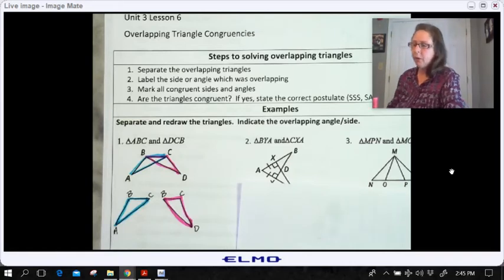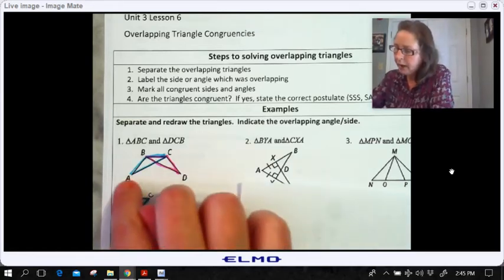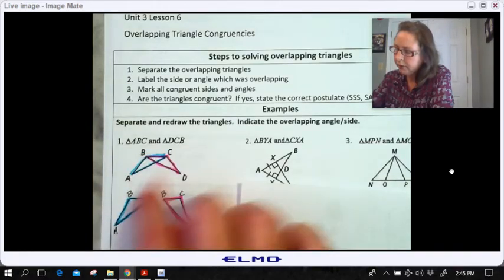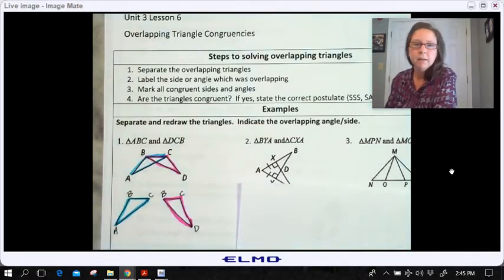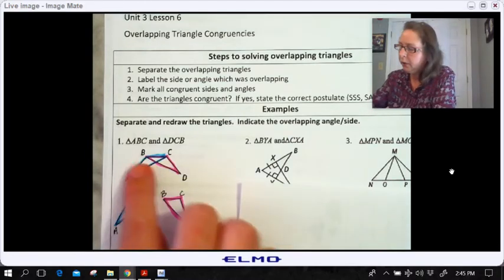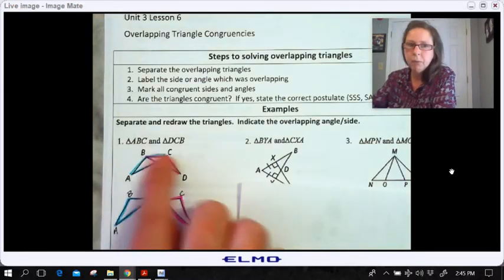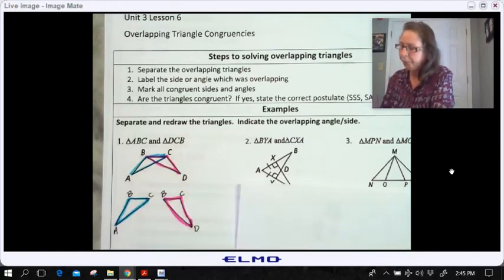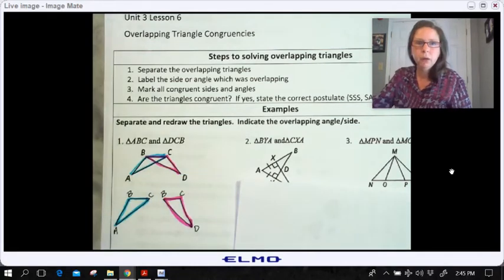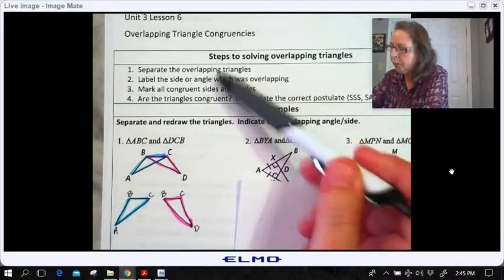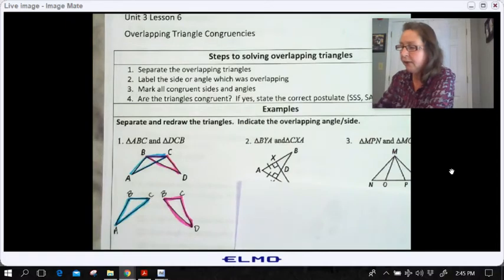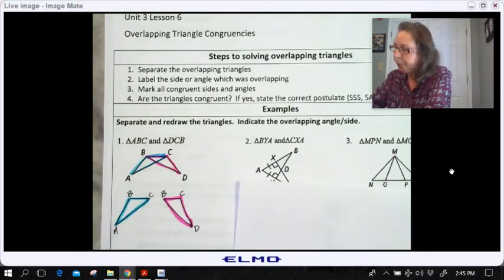And then notice that I went ahead and labeled them as well. A is on the bottom, B is in the middle, C is on the top. And then I did the same thing with the pink triangle. From left to right, from top to bottom, B, C, D. Now I've done separating, I've done labeling. Now let's mark all the congruent sides or angles.